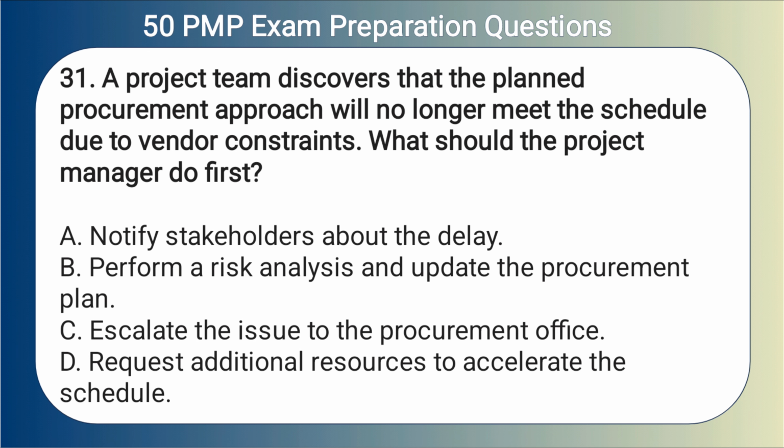31. A project team discovers that the planned procurement approach will no longer meet the schedule due to vendor constraints. What should the project manager do first? A. Notify stakeholders about the delay. B. Perform a risk analysis and update the procurement plan. C. Escalate the issue to the procurement office. D. Request additional resources to accelerate the schedule.